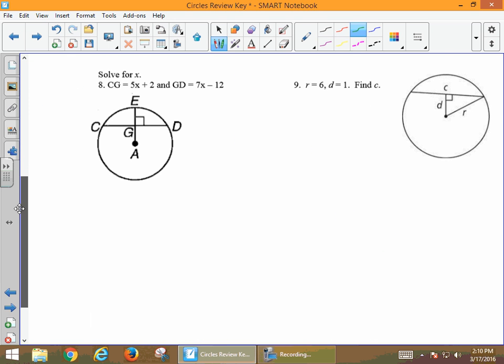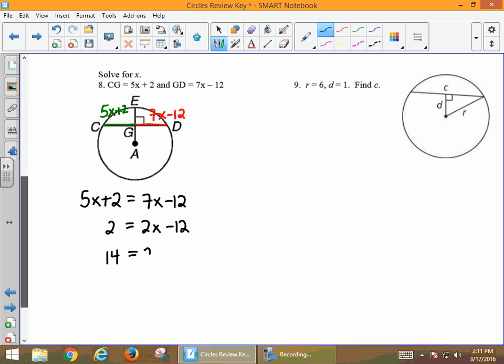Question 8 says that CG is 5x plus 2, and GD is 7x minus 12. And we want to find x. Well, there's a property that says that if a chord is perpendicular to a radius, then it is not just perpendicular, it is the perpendicular bisector. That means 5x plus 2 has to equal 7x minus 12. I'll subtract 5x on both sides. I'll add 12 to both sides. And then divide by 2. And I get x to be 7.